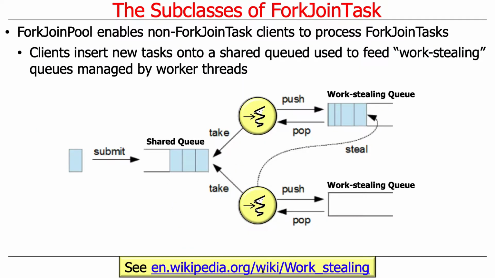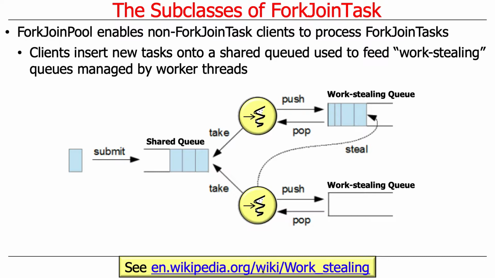And it puts these new tasks into a shared queue that's used to feed the various work stealing queues that are managed by the worker threads. So this is kind of what it looks like. You have a client over here, and a client submits something, and it goes in this shared queue. And then the threads that are running in the worker pool will come up and take the item off of the shared queue, if there is one, if they come there and they find one's there.